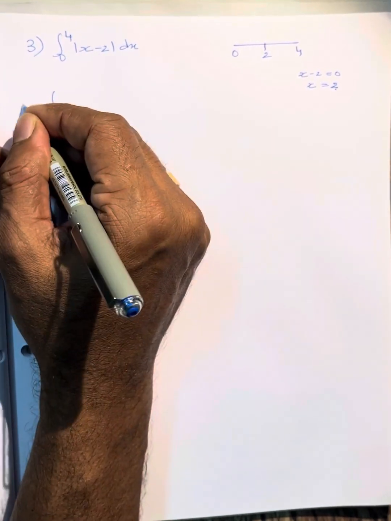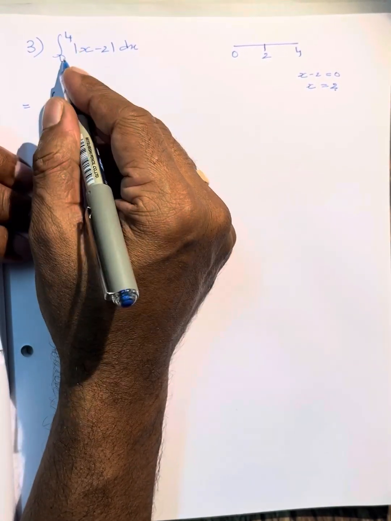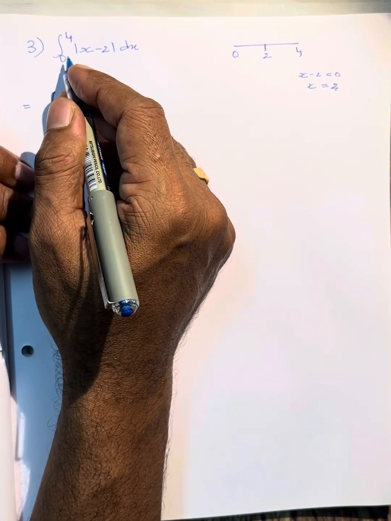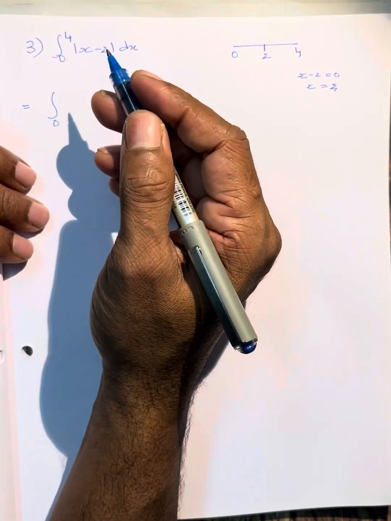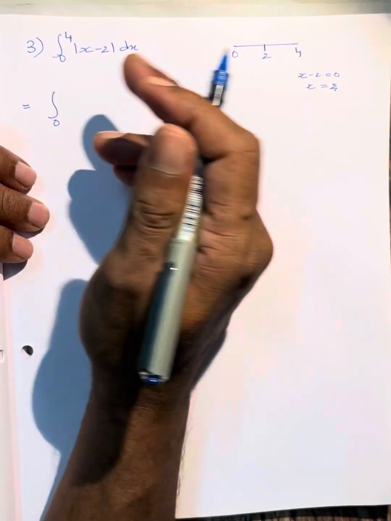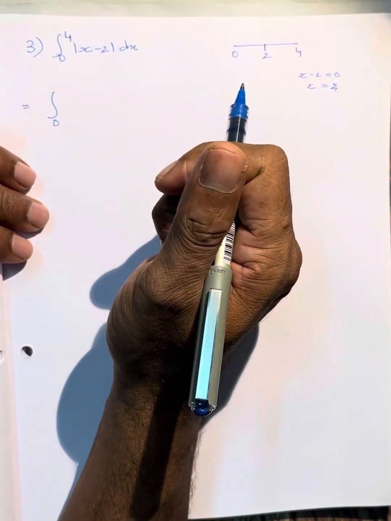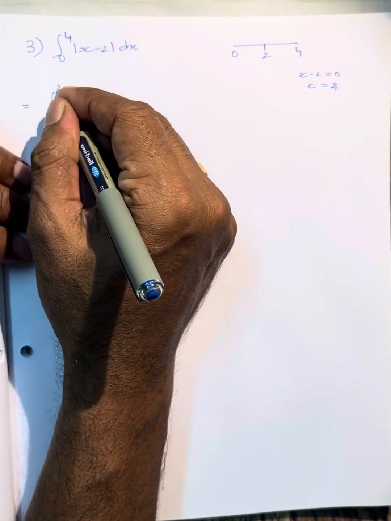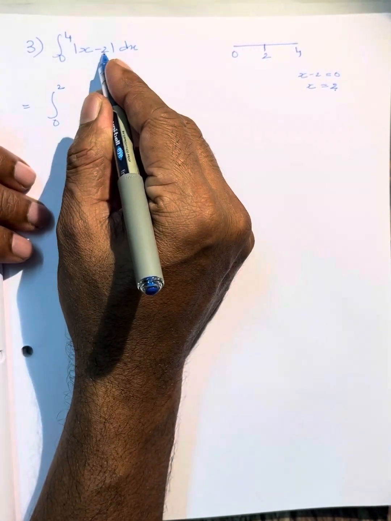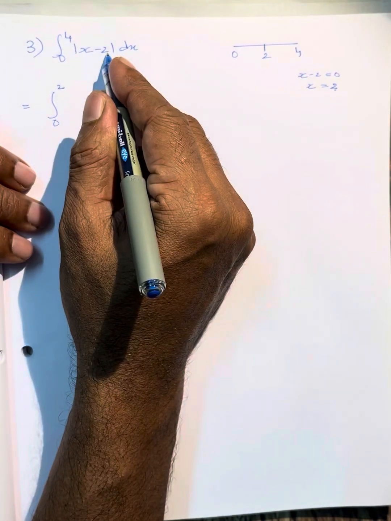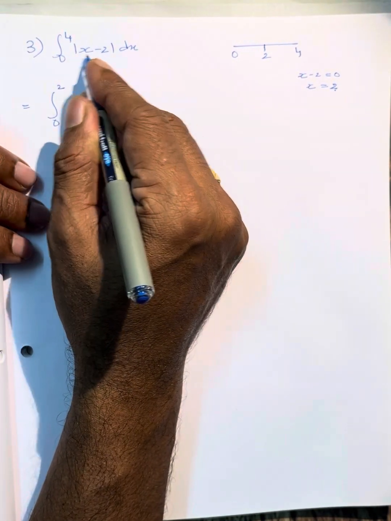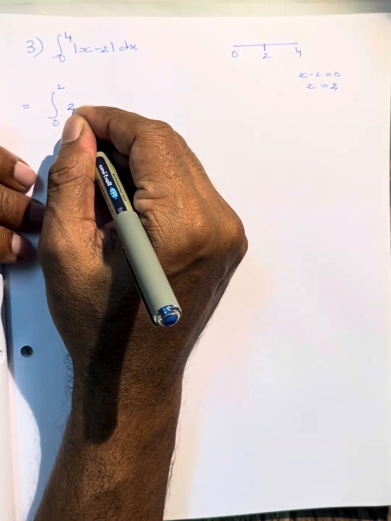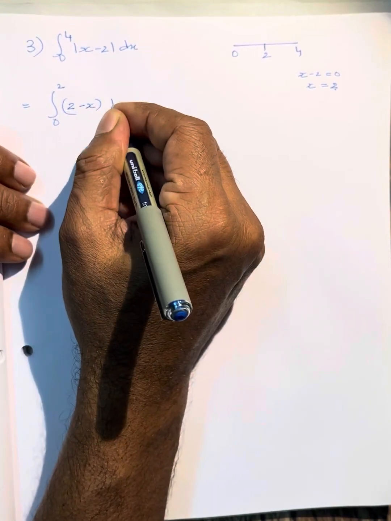Integral 0 to 2, we will split the function. Integral a to b f of x dx can be written as integral a to c f of x dx plus integral c to b f of x dx if c lies between a and b. Using that, I can write integral 0 to 2. You know, in 0 to 2 this is negative. So negative of x minus 2 I consider. Negative of x minus 2, or you can write it as 2 minus x dx.